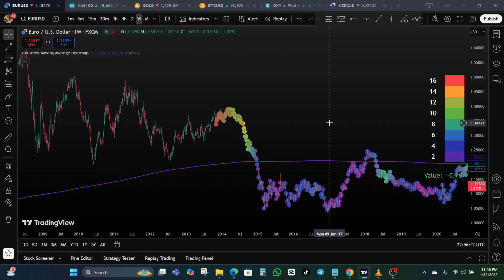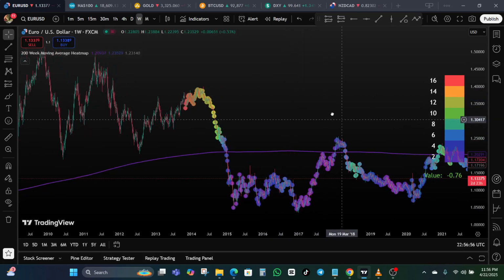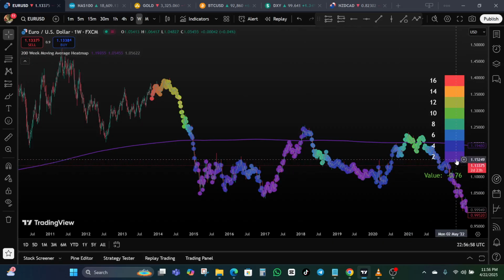Okay, let's take an example. During major market crashes or corrections, price often touches or dips below the 200-week moving average. On the heat map, these zones flash the purple or blue color, right? That's historically been a signal of deep value. Now imagine combining this with RSI, MACD, or support and resistance zones. Boom, that's where you get confluence. So it's not just about one indicator, it's about stacking the odds in your favor.